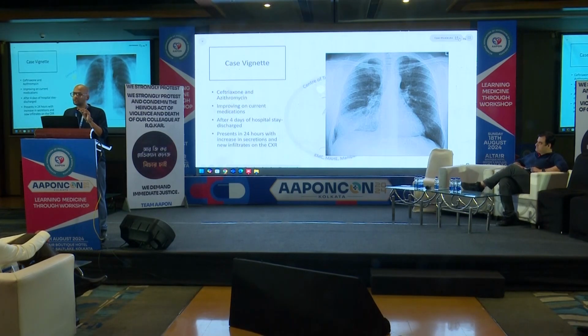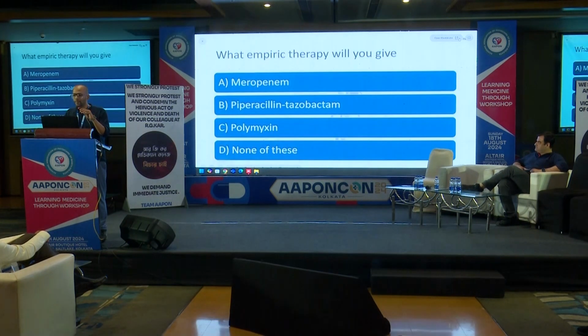So this patient, you started on ceftriaxone and azithromycin, the patient is improving. Now after 4 days of hospital stay, you have discharged, but the patient comes back again within 24 hours, and now you see that the infiltrates are in a separate different location. Now what empiric therapy will you give? Now this is clearly a hospital acquired pneumonia. The patient has come back to you within 24 hours and there are new onset infiltrates, new onset fever after the patient has improved. So now what therapy will you give? Meropenem, piperacillin, tazobactam, polymyxin, or none of this?